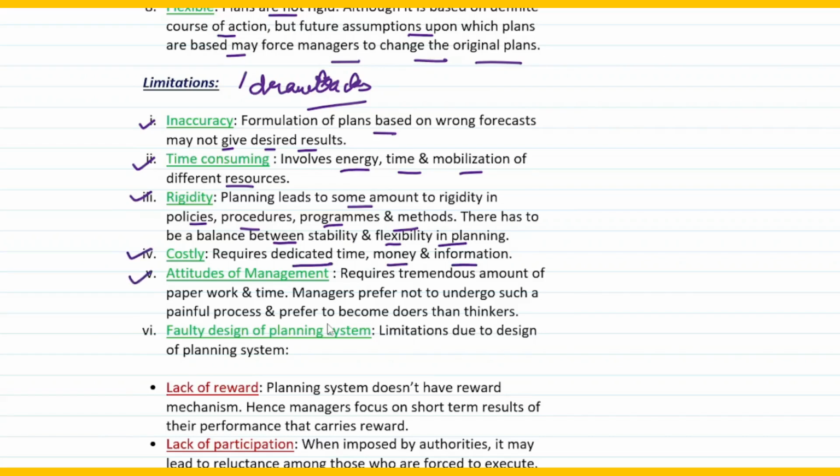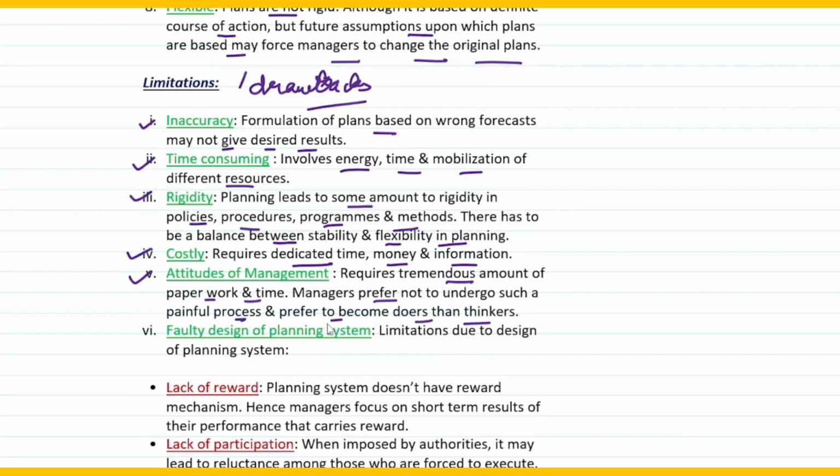Then there can be a change in the attitude of the management. Why? Because it requires a tremendous amount of paperwork and time. Managers prefer not to undergo such a painful process and prefer to become doers rather than thinkers. So rather than thinking, people believe more in executing things, right? Planning is a process of estimating the future and making forecasts. That can be a very cumbersome process which can affect the attitude of the management. Hence, you got to make sure that management is motivated to do that.